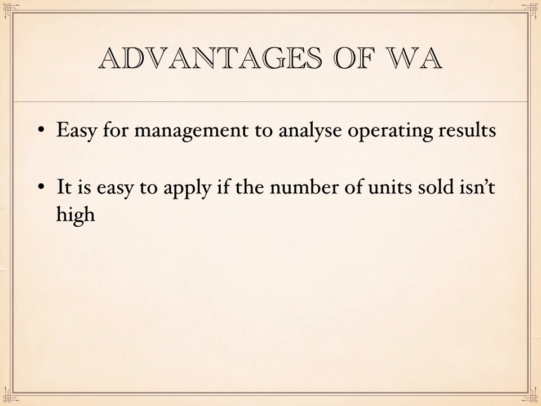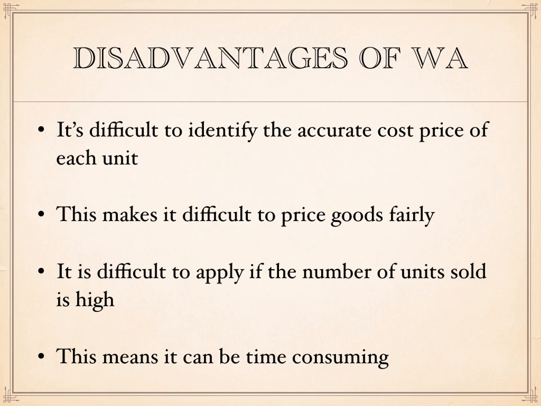Advantages have disadvantages. So what are some of the disadvantages of weighted average? Because this method uses average price, it will be difficult to identify the accurate cost price of each unit. This makes it difficult to price our goods fairly. It's also difficult to apply if the number of units sold is high. This means it can be time consuming.